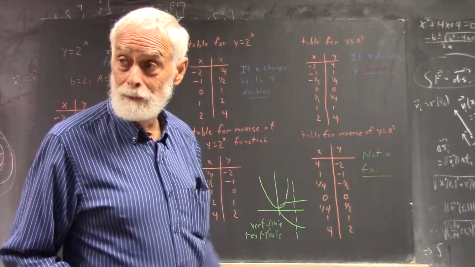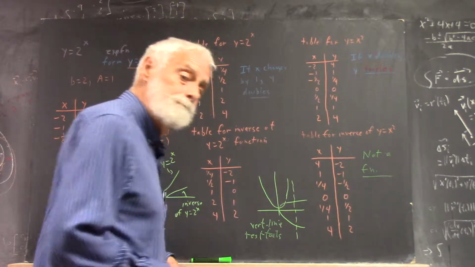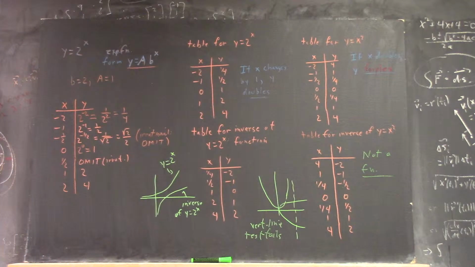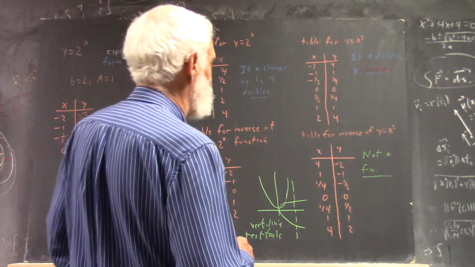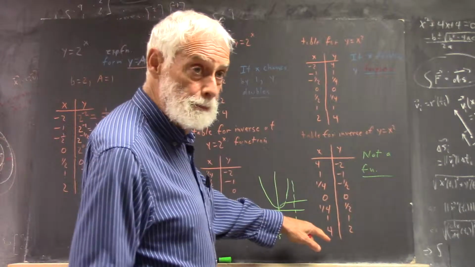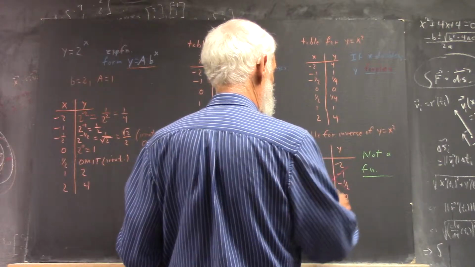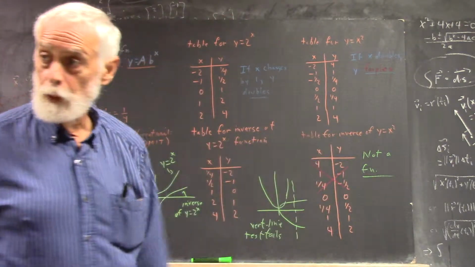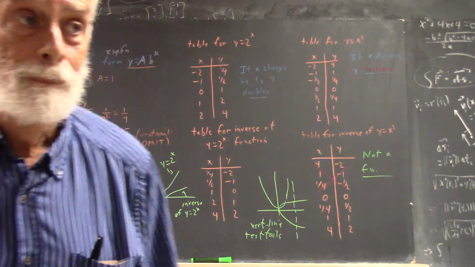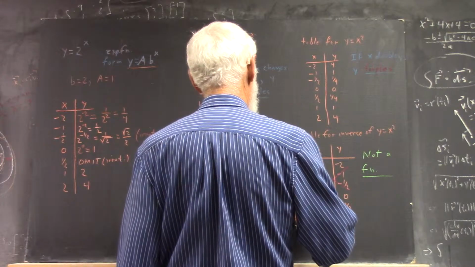You fix this by saying, okay, I'm just going to restrict this function by crossing out all the values that give me negative values of y. That gives me this part of the function.